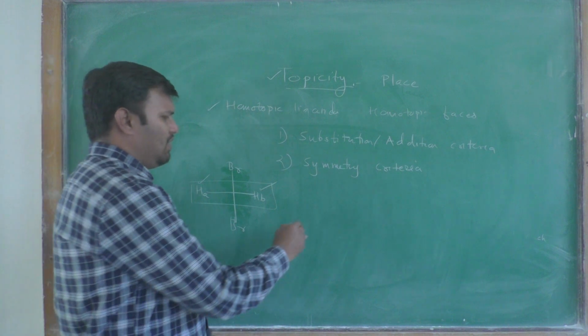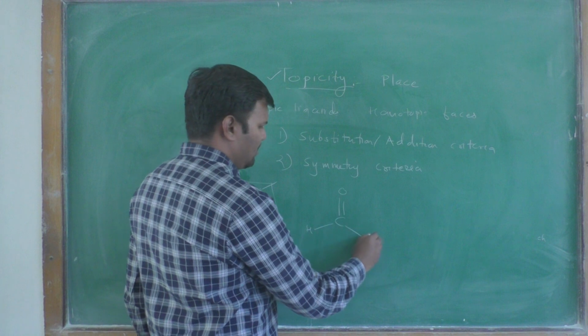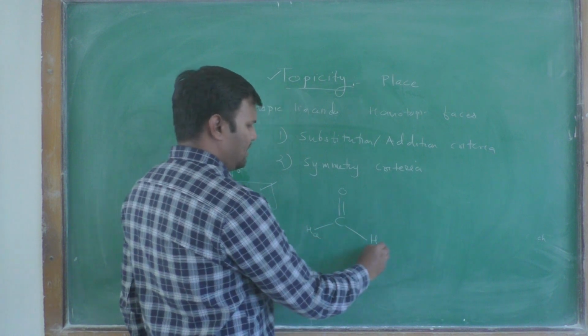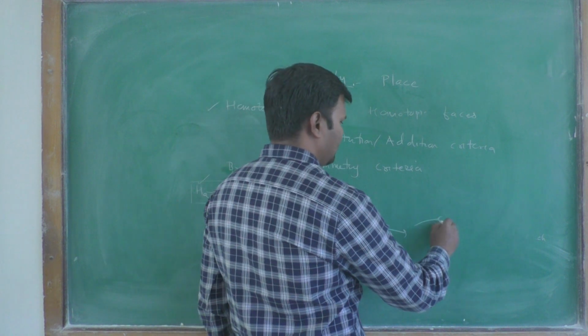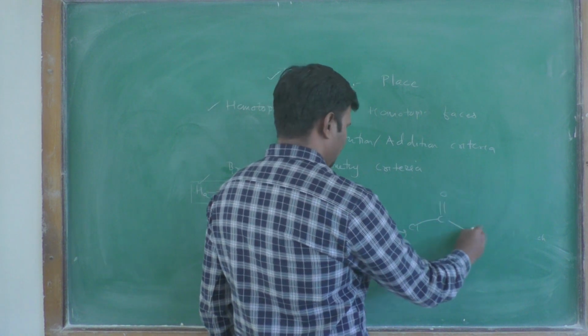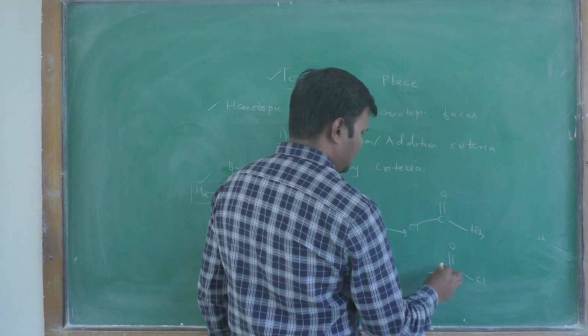Another example, if we have formaldehyde, with HA and HB, and we replace HA with chlorine or HB with chlorine, that is substitution.